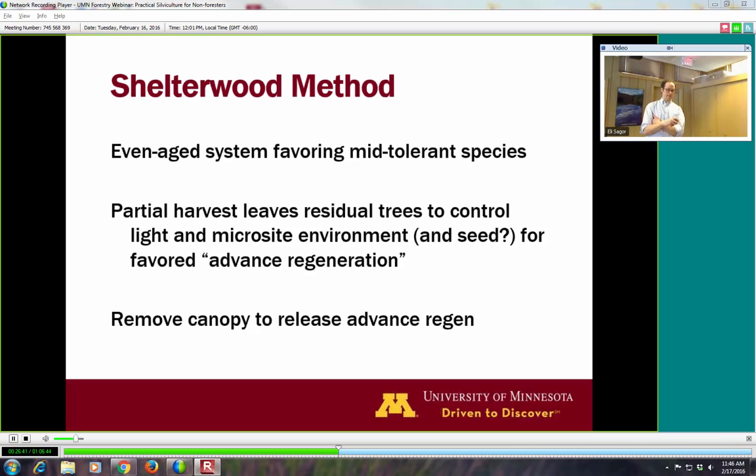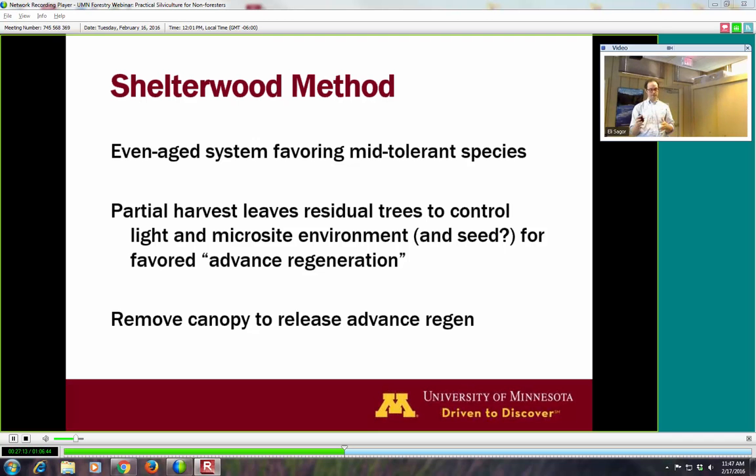So how do we do it? We conduct a partial harvest. The density and number and arrangement of the residual trees depends on the species that we're trying to regenerate. But under this system, you can think of the residual trees as a shelter designed to do two things. One, to provide the right light and moisture environment to favor the desired species for regeneration. And two, and I have a question mark here, to provide seed for the favored advanced regeneration.